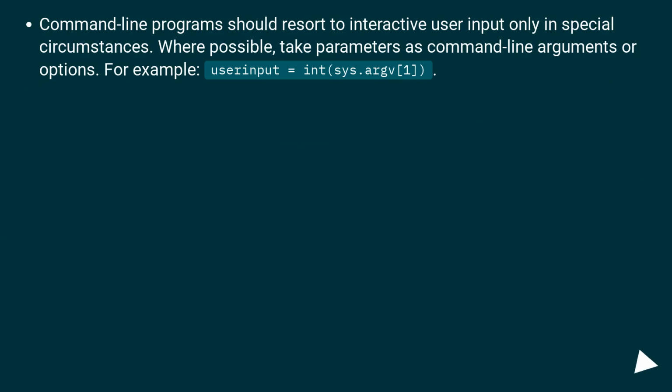Command line programs should resort to interactive user input only in special circumstances. Where possible, take parameters as command line arguments or options. For example, user input equals sys.argv[1].